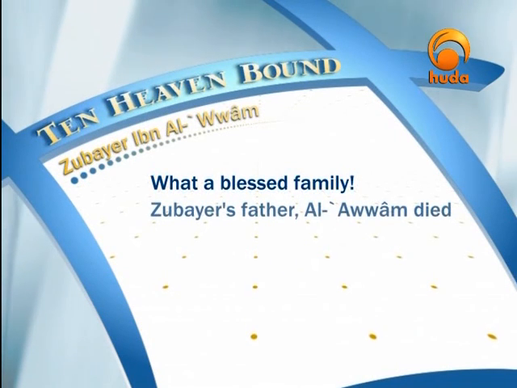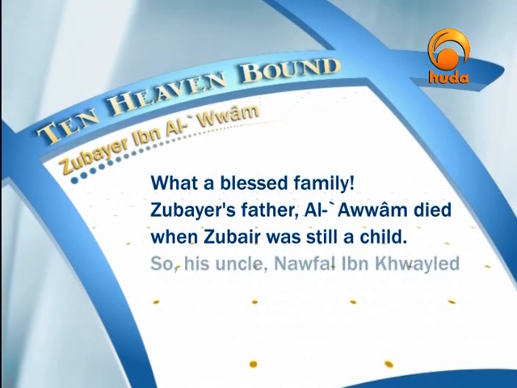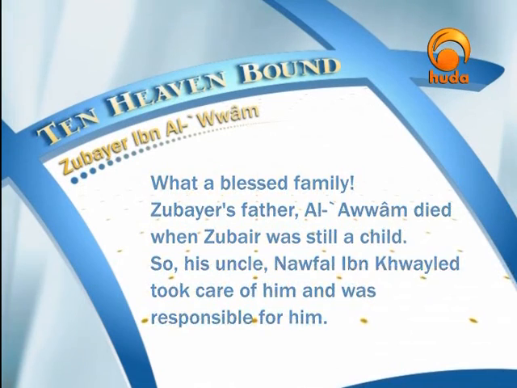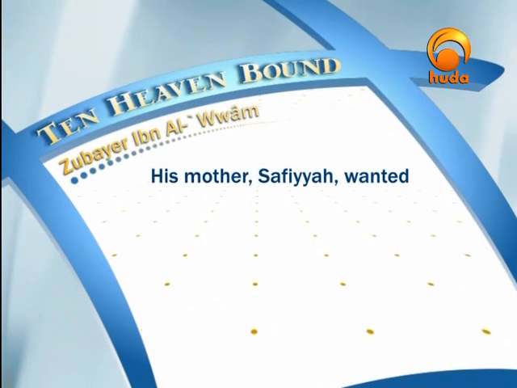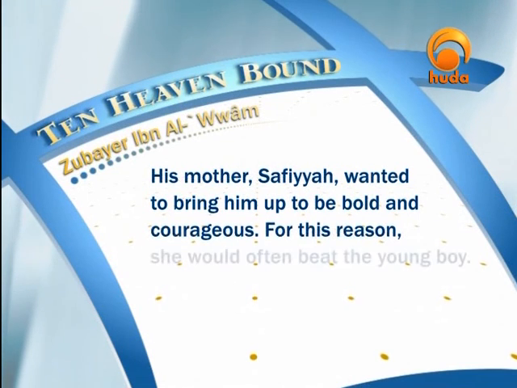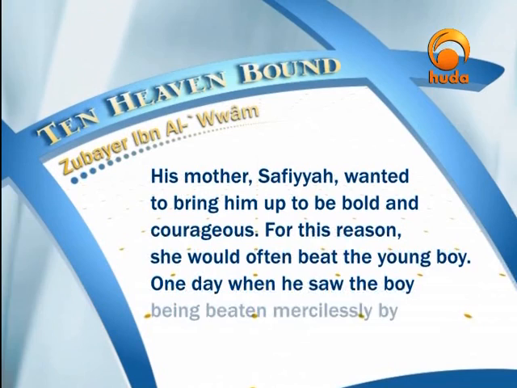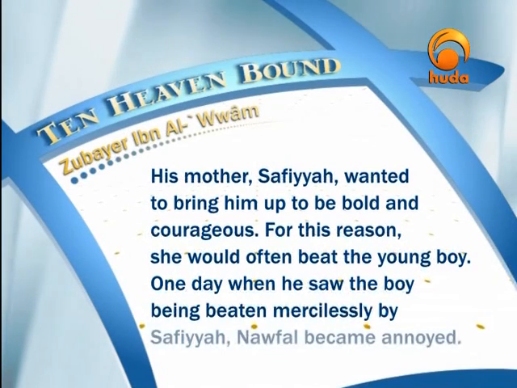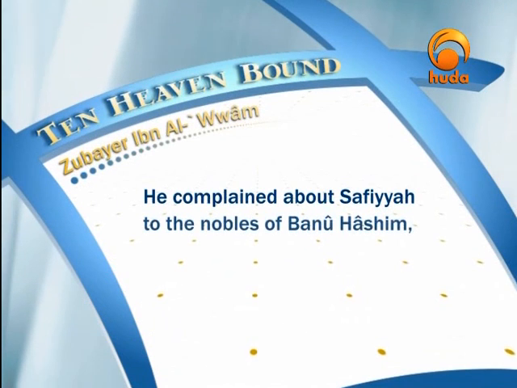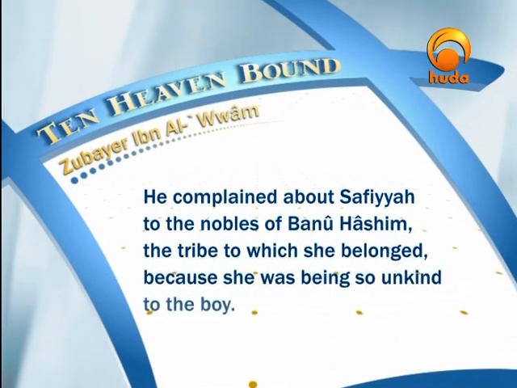Zubair's father, Al-Awwam, died when Zubair was still a child, so his uncle, Nawfal ibn Khuwaylid, took care of him and was responsible for him. His mother, Sophia, wanted to bring him up to be bold and courageous. For this reason, she would often beat the young boy. One day, when he saw the boy being beaten mercilessly by Sophia, Nawfal became annoyed. He complained about Sophia to the nobles of Banu Hashim, the tribe to which she belonged, because she was being so unkind to the boy.